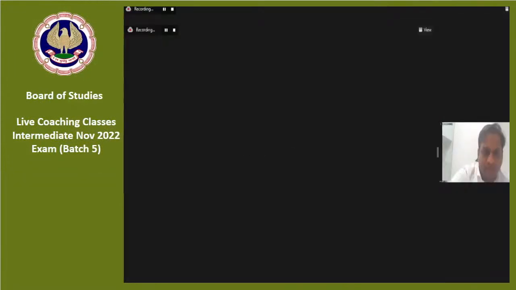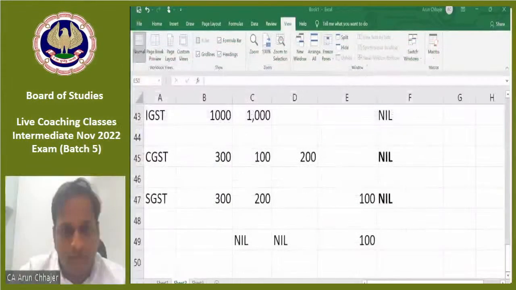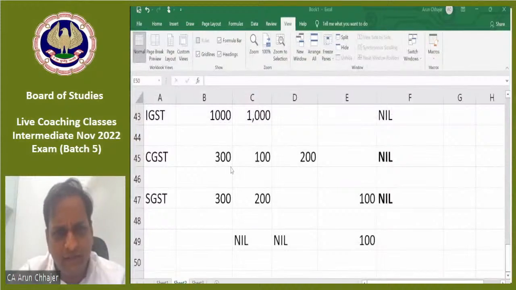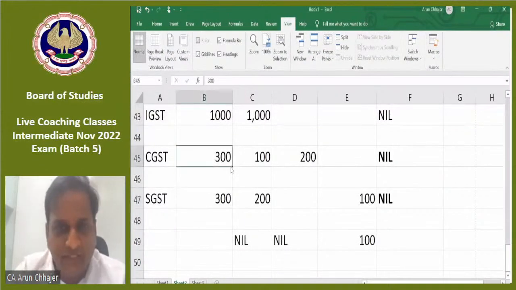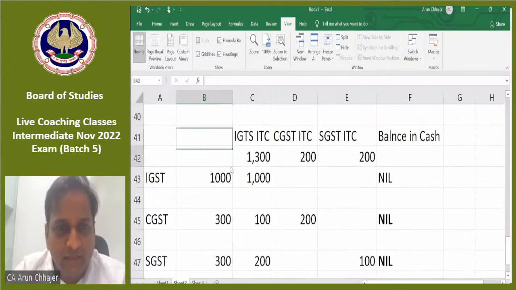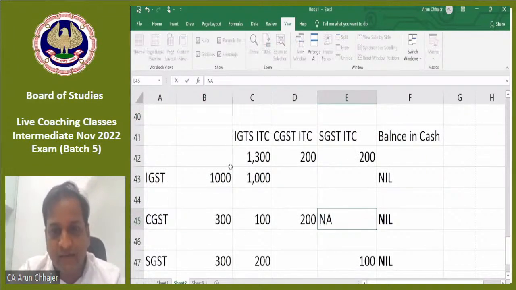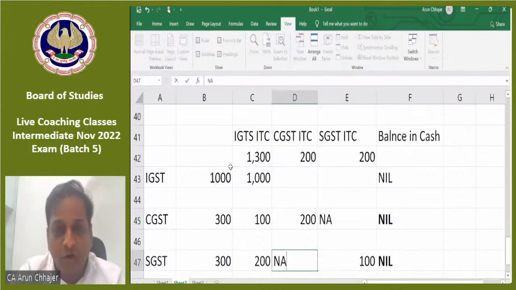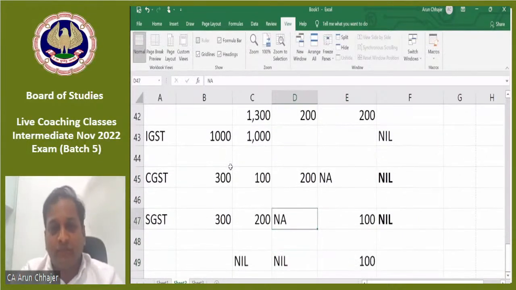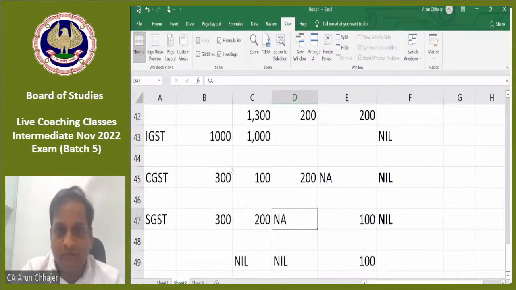One second. No, I have written it correctly. So where is it written? C can neither take from S, nor will S give to C, nor will C give to S. This is not applicable.